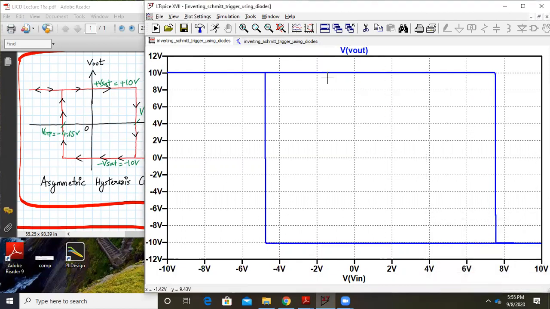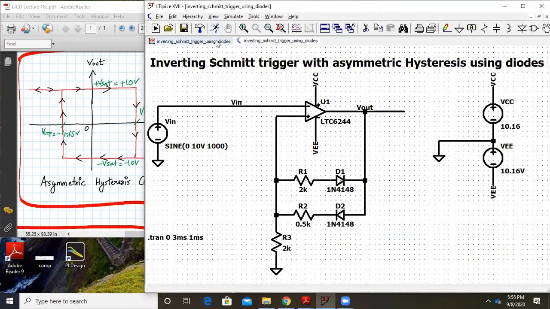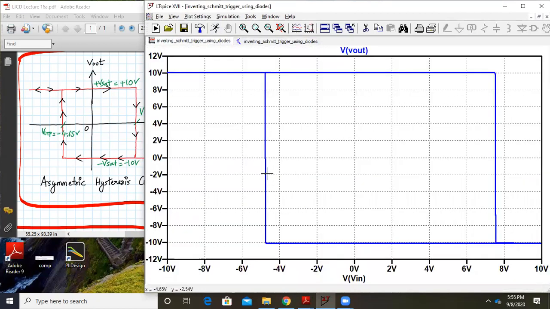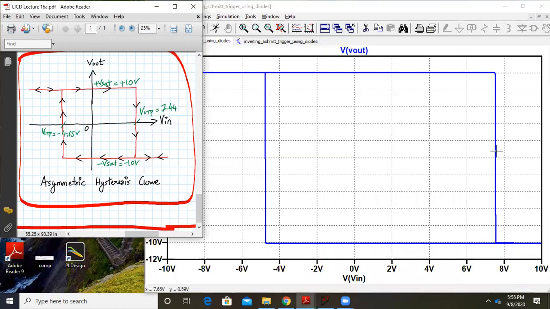Now let me check the input output waveforms to verify the values. You can check it from here also. So here is my point. You can see down below the x and y coordinates, it's around minus 4.75, right? And we calculated minus 4.65, so that's quite close. And here my value is around 7.55, and we calculated 7.44. So it's very, very close in fact.